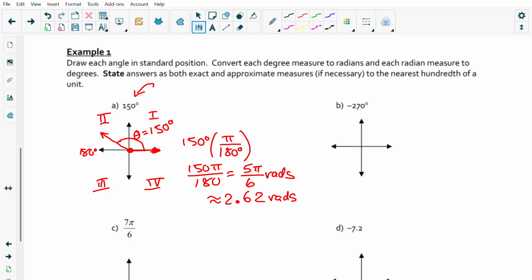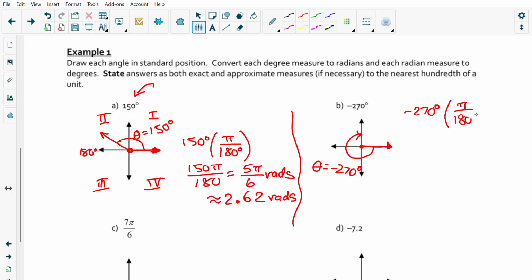Letter B, negative 270. So it's a negative angle. I still start at the origin. Here's my initial arm. I'm going to sweep clockwise this time, negative 270 degrees going clockwise. Here's 90, 180, and 270. And theta equals negative 270 degrees. Let's convert that to radian measure.